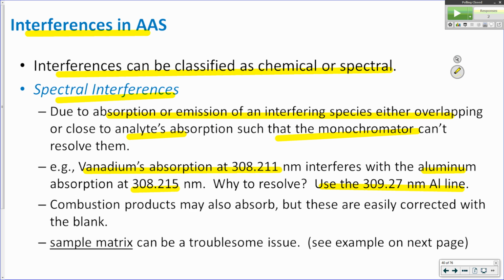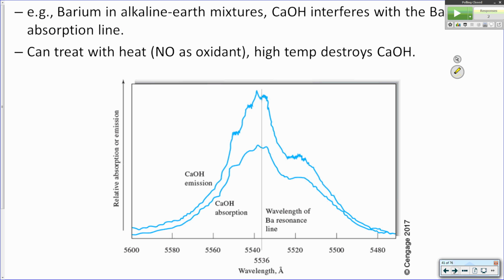Occasionally, combustion products can absorb, but we can correct for those by doing a proper blank. One of the biggest problems that we have is the sample matrix. It can be a pain in the butt more than any other technique that we use.